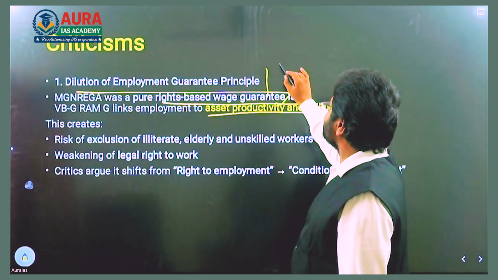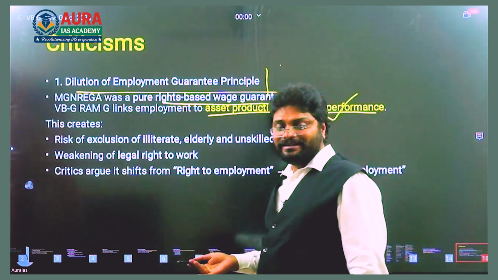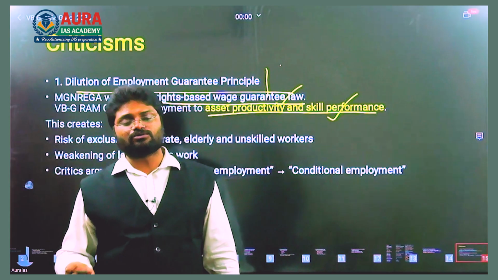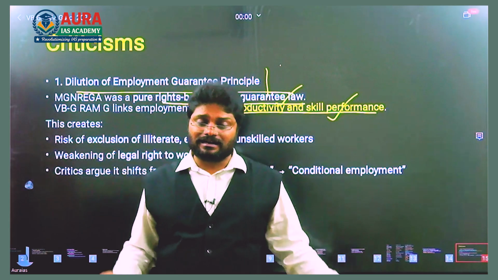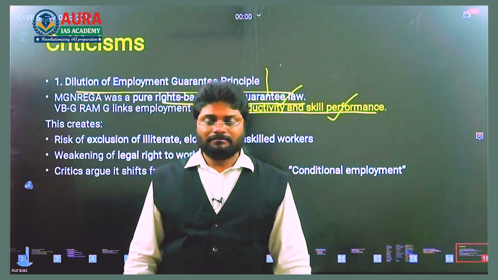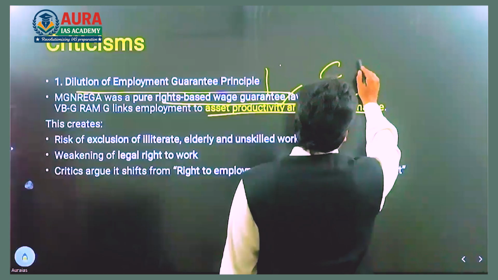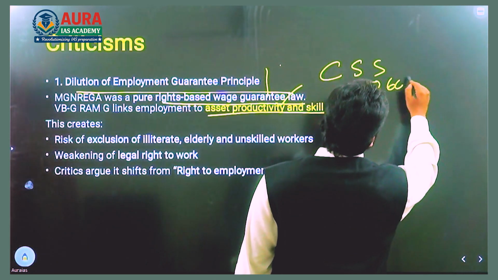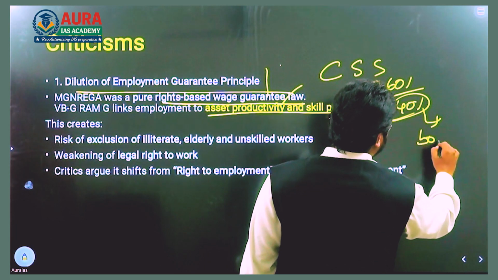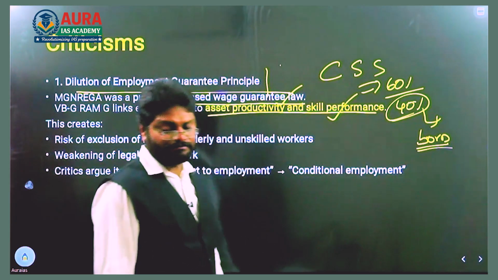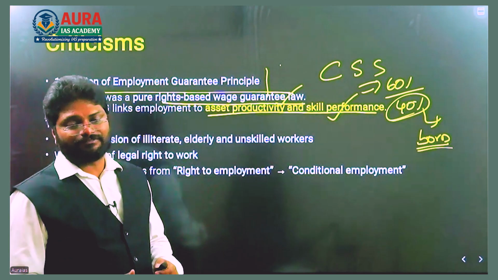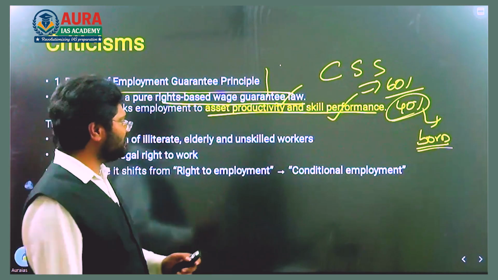So earlier, if no work was provided in a village after raising the demand, the villagers had the right to go to the court. Now rights are not given. It became a welfare-oriented central sector scheme, in which the central government gives only 60% and the remaining 40% is borne by the states. So it was made into another scheme, from rights-based to an asset productivity and skill performance scheme rather than a right.